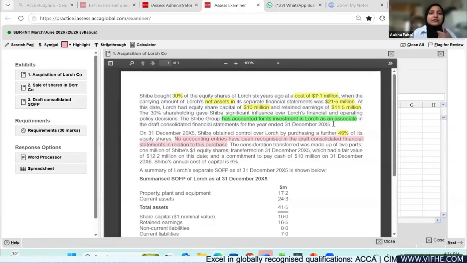Significant influence is for associate, control is for subsidiary. Significant influence means it's an associate, and control means it's a subsidiary. Okay.